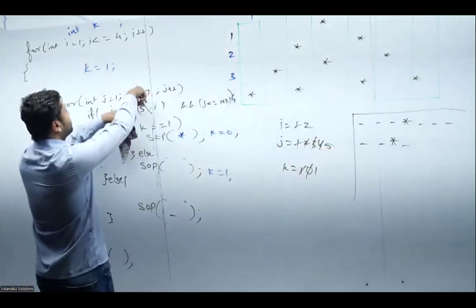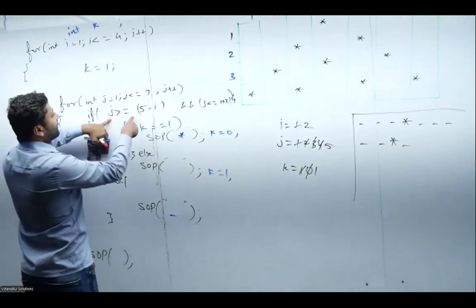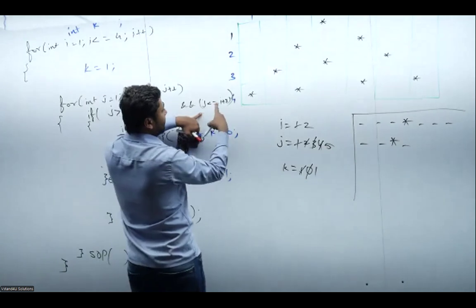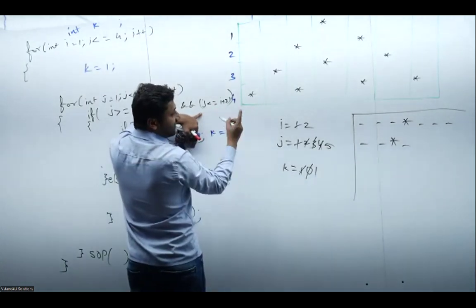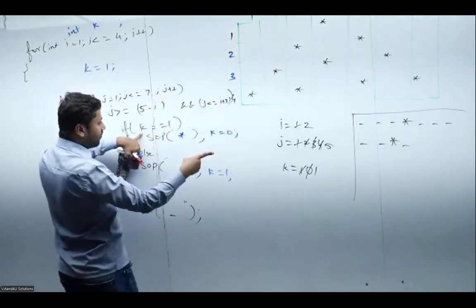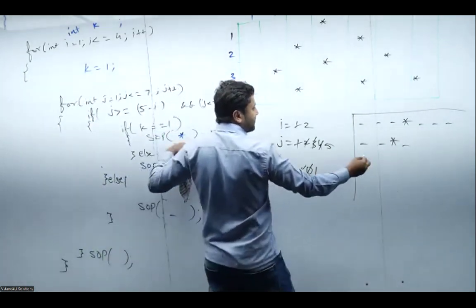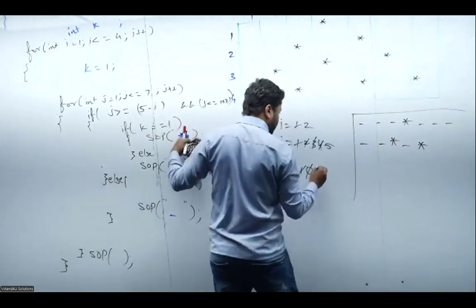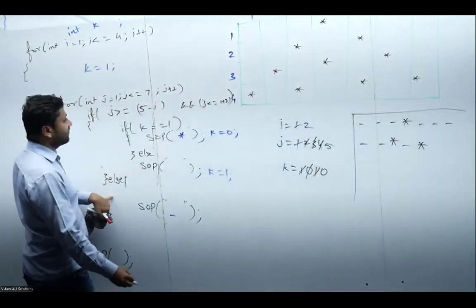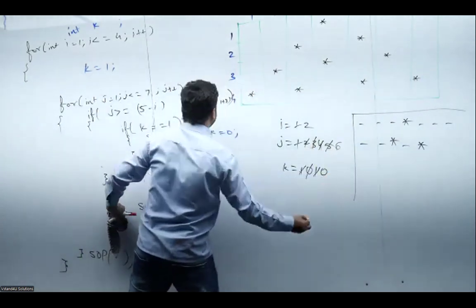Okay, this condition is true. 5 less or equal to 7. 5 greater or equal to this 5 minus 2, that is definitely true. 5 is less or equal to 5. Still condition is true. Okay, then get in, k equal to 1. Once again, print star, but after printing star, ensure to make k as 0 back. After this, j value will be incremented to 6.